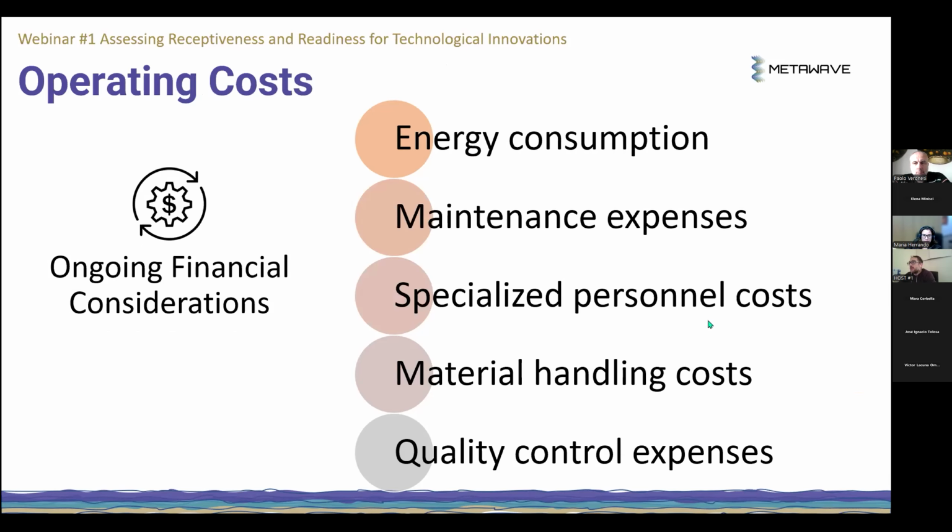Operating costs refer to the energy consumption and maintenance expenses. We saw earlier in the previous slides that there is a huge opportunity cost within the energy consumption that could lead to lower material handling costs and specialized personnel costs. So the better the technology and the more it is introduced, the more it could assist with better quality control expense, and that could also lead to savings within a specific industry and domain.